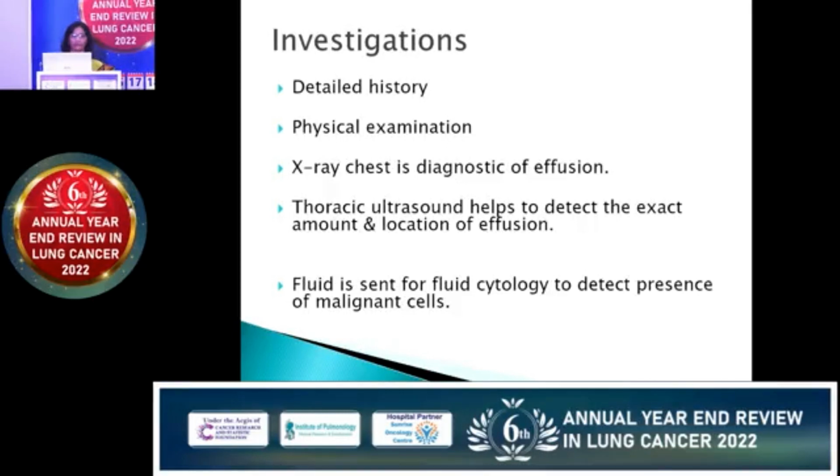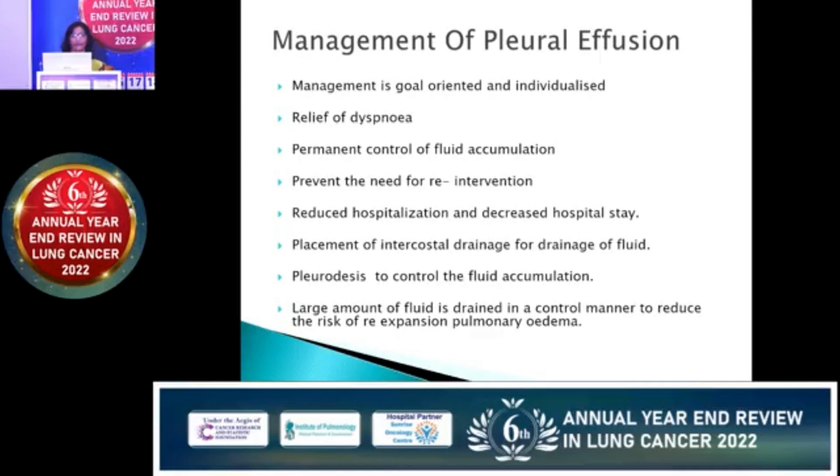So this is done in the casualty so that we can do the ICD very well. Fluid is sent for cytology, to detect the presence of malignant cells. Management of pleural effusion. Management is goal-oriented and individualized. First is to relieve dyspnea, permanent control of fluid accumulation, and prevent the need for re-intervention. That is when we do the effusion ICD insertion.